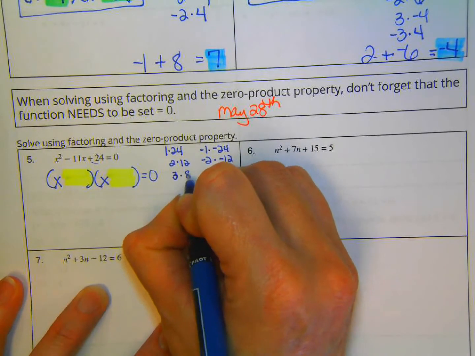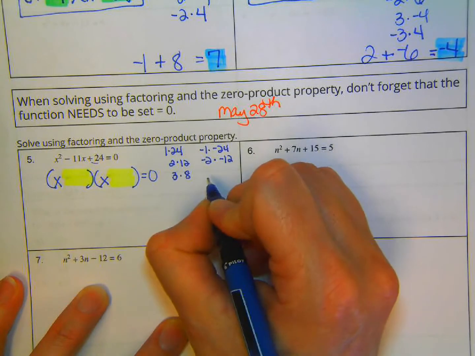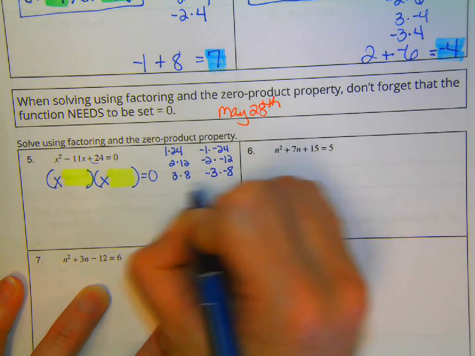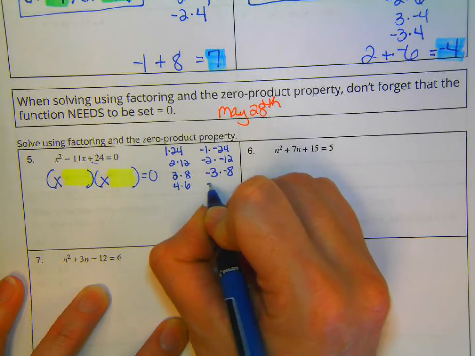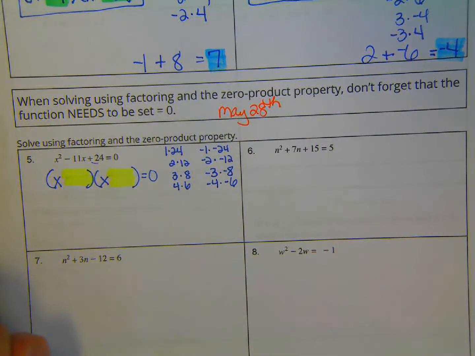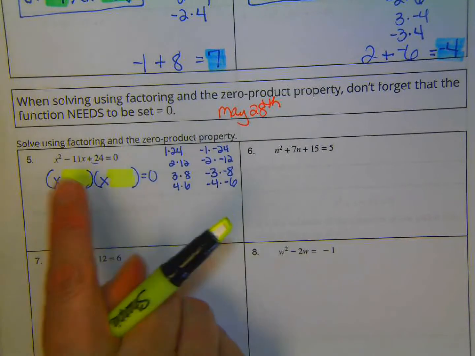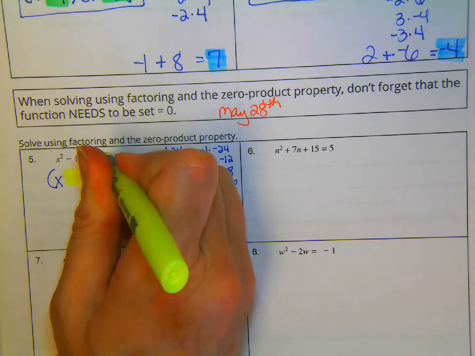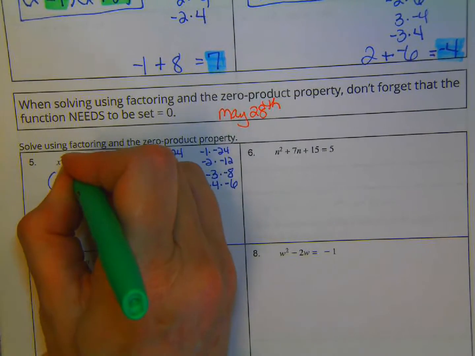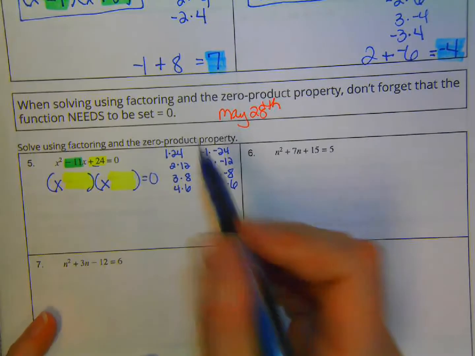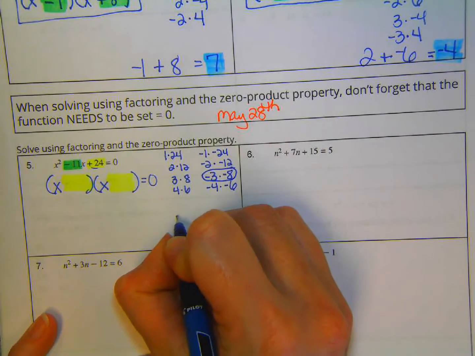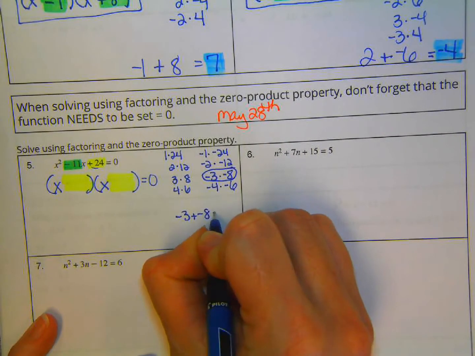3 times 8, notice how I'm trying to be organized about the way that I write these. And negative 3 times negative 8 gives us 24, and then it could be 4 times 6, and negative 4 times negative 6. Well, we need these to add up. These values need to multiply to give us positive 24, but they need to add up to give us negative 11. So which of these two values adds up to give us negative 11? It's that one right there. Negative 3 plus negative 8 equals negative 11.